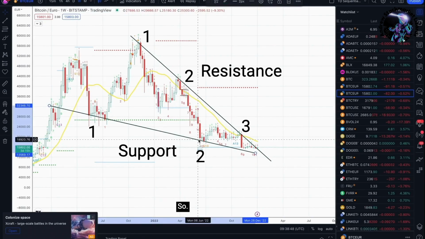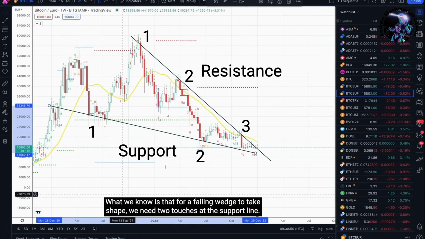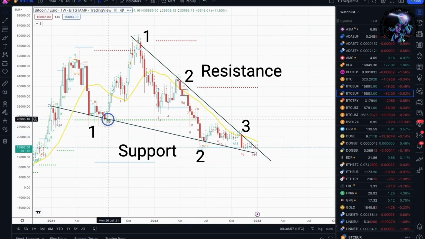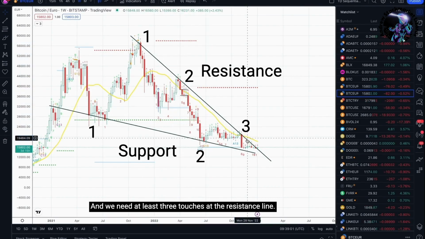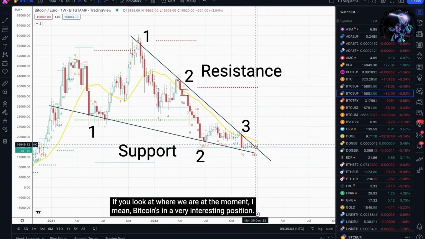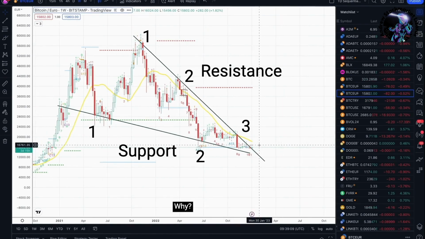So what we know is that for a falling wedge to take shape, we need two touches at the support line, and we need at least three touches at the resistance line. So if you look at where we are at the moment, I mean, Bitcoin's in a very interesting position. Why?